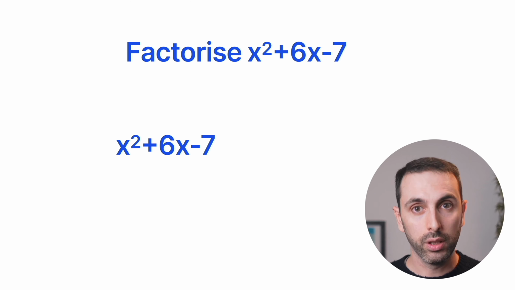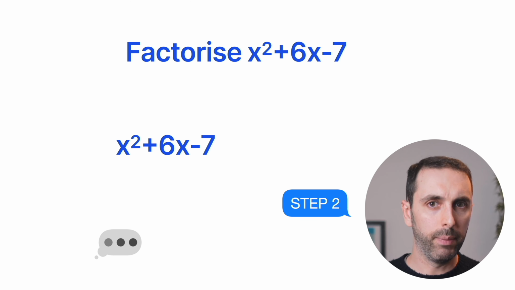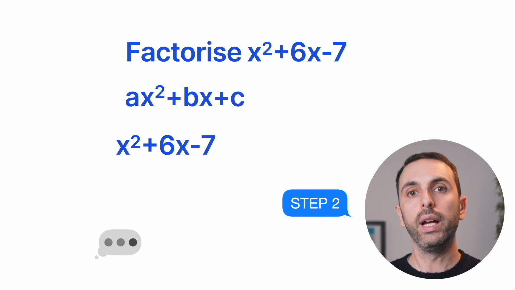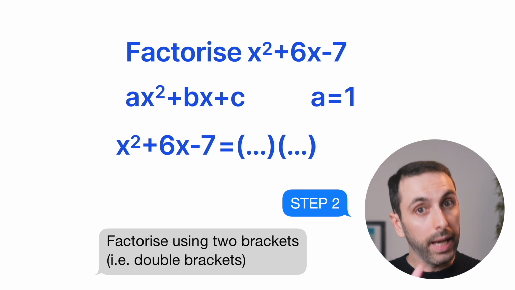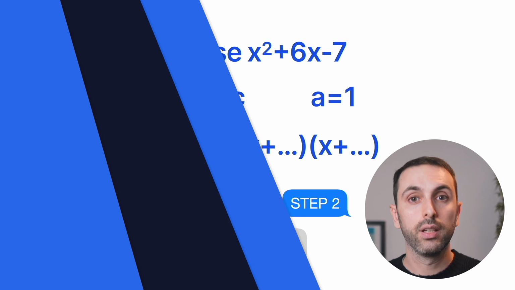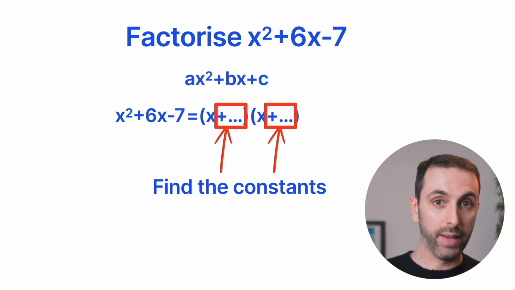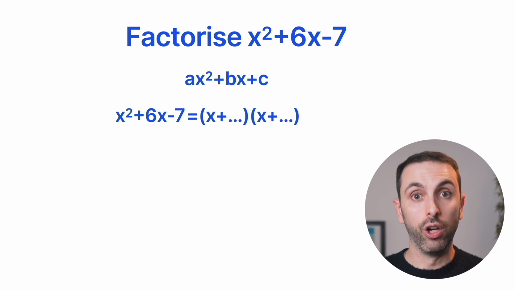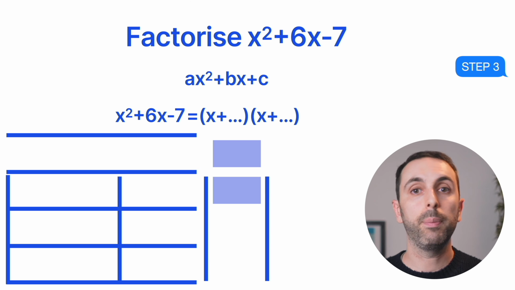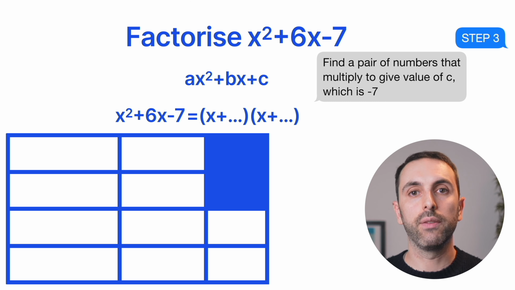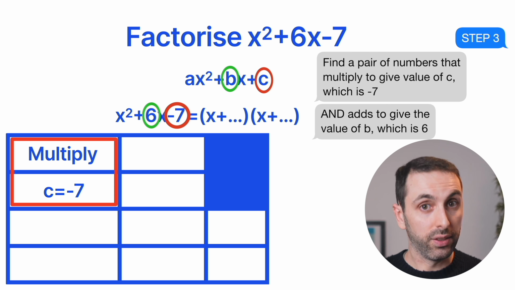Coming back to the question, the second step is to notice that because we have a quadratic written in the form ax squared plus bx plus c, where a is 1, we're going to factorize this in terms of two brackets and place x at the start of each of the brackets. Next, we need to decide on the constants that are paired with those letters of x. In order to do so, this comes on to the important third step, which is that we need to consider a pair of whole numbers that multiplies to give us the value of c, which is minus 7, and adds to give us the value of b, which is 6.